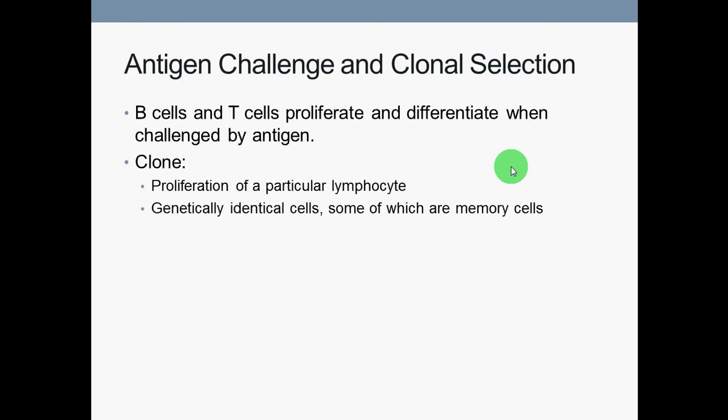So a clone is a proliferation of a particular lymphocyte, when a cell copies itself, and so you have lots and lots of the same type of cell. All of these cells then are genetically identical. They're clones, they're exact copies.